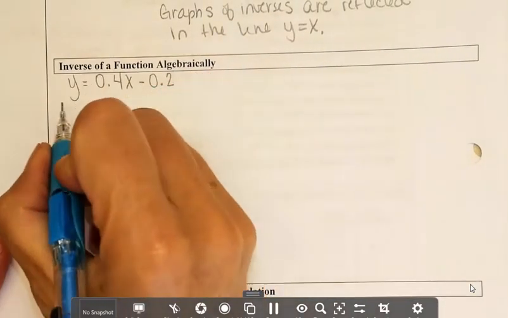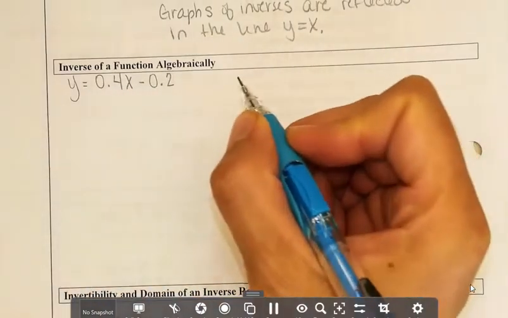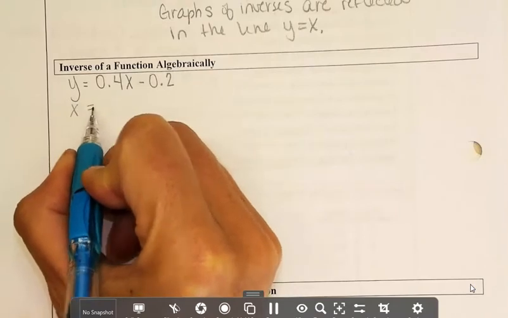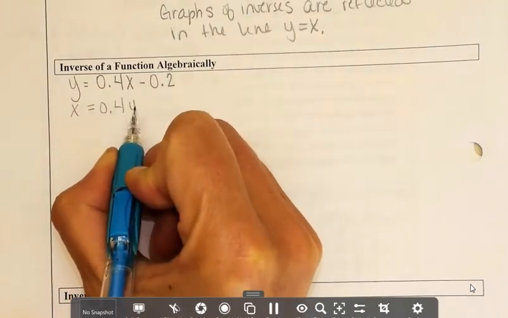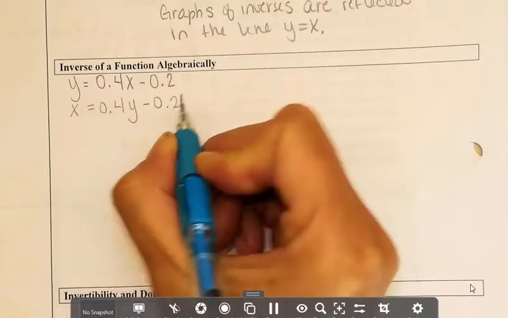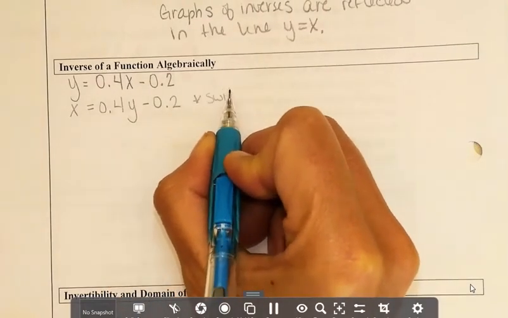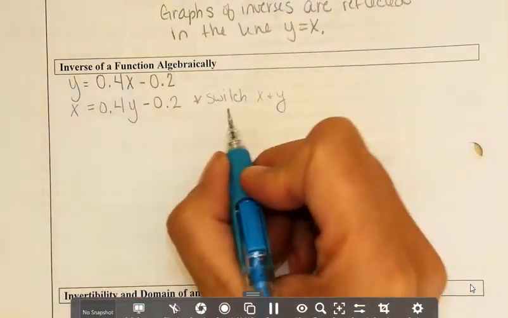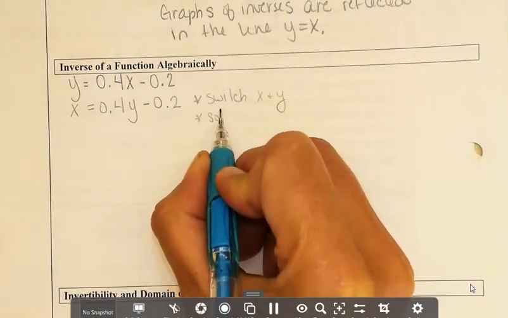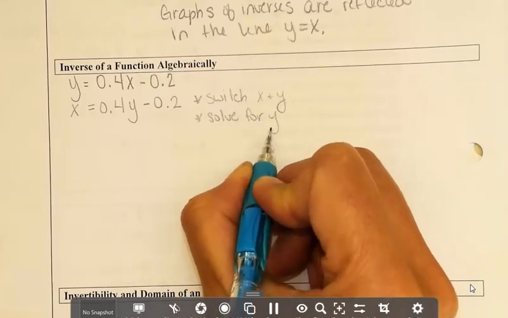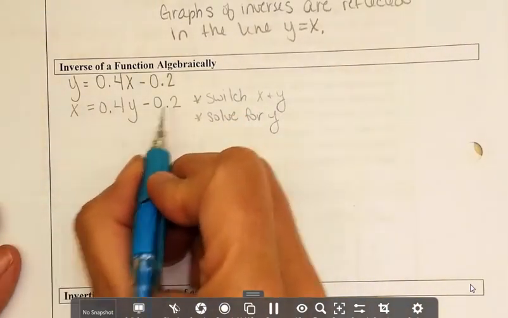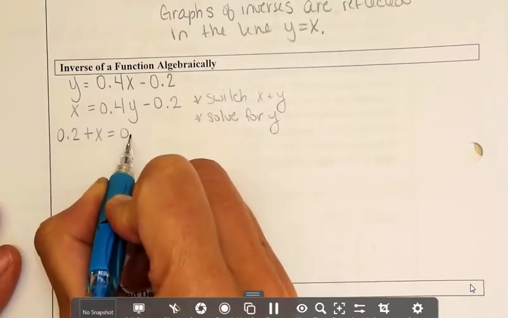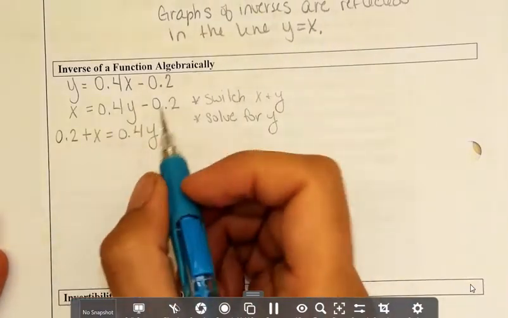I'm going to go ahead and do it, and then I'll write out my steps. So I'm going to switch the inputs and the outputs. We switch x and y, and then we solve for y. So my second step is to solve for y. I'm going to add 0.2 to both sides, and then I'm going to have to divide by this 0.4.